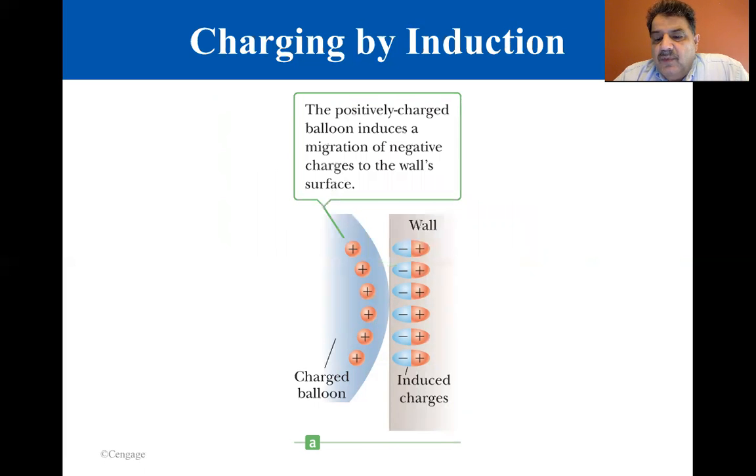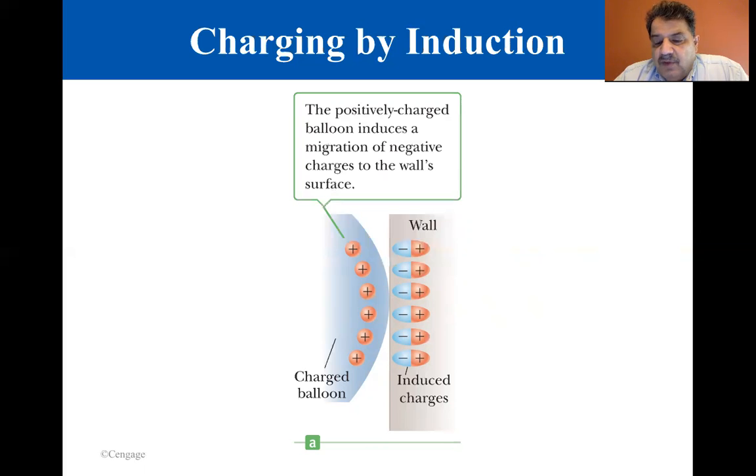Now let's see what we can do with insulators. In most neutral atoms or molecules, the center of positive charge coincides with the center of negative charge. But if there's a charged object nearby, these centers may separate slightly, which results in more positive charge on one side of the molecule than on the other. This effect is known as polarization.